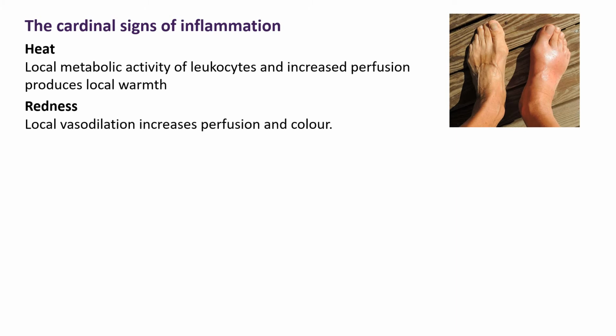Remember we talked about vasoactive amines. We talked about what histamine, bradykinin, prostaglandin E2 does. They increase vasodilation in a local area. If you have vasodilation in a local area, you're going to get obviously increased perfusion, but also blood is red. So you're going to get increased colour. And in clinical reasoning, we'll talk about circumstances where we get peripheral vasoconstriction, which causes pallor. In this case, we have the opposite. We have redness.